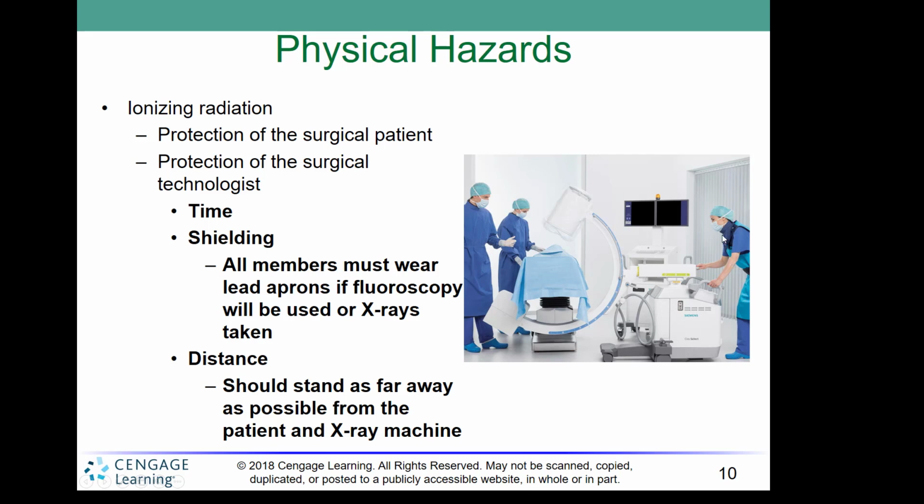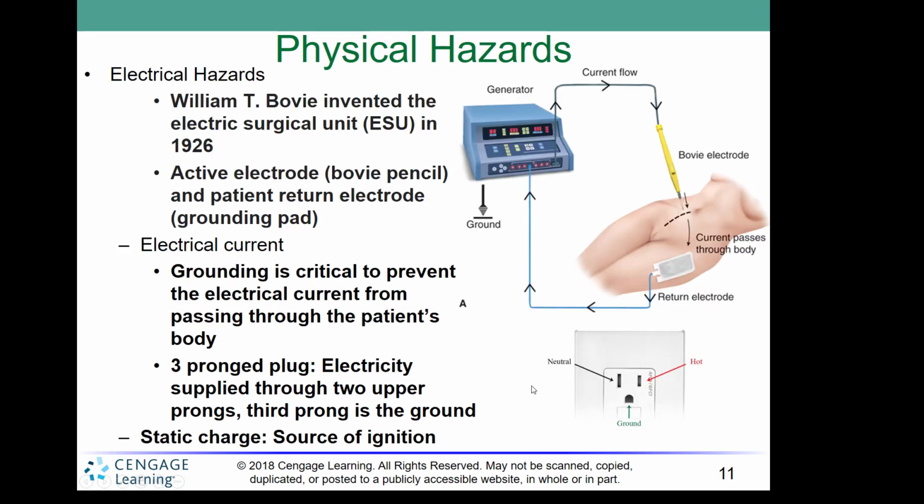Shielding: everybody in that room must wear the lead aprons that you see here. You also need a lead thyroid shield. That's part of the deal. One should not go without the other. You should always use both. That's put on before you put on your gown. So before you scrub, make sure that you have your proper gear on. Distance: you should always stay as far away as possible from the x-ray machine. Sometimes that's difficult, but you've got to do the best you can to keep a little bit of distance.